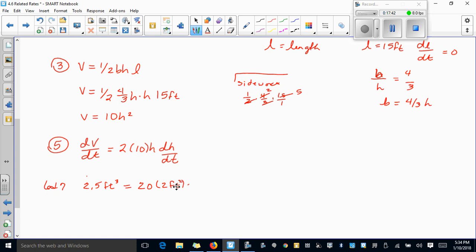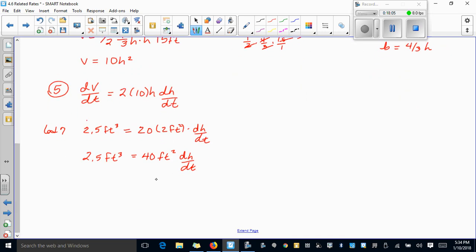I'm doing the feet, that way you guys know why it's going to be feet per minute. Divide by 40, divide by 40, feet squared. So dh dt is equal to 0.0625 feet per minute. For those of you guys going, what happened to the minute part? I just never put it in. It would just have gotten in the way. So there is your dh dt.